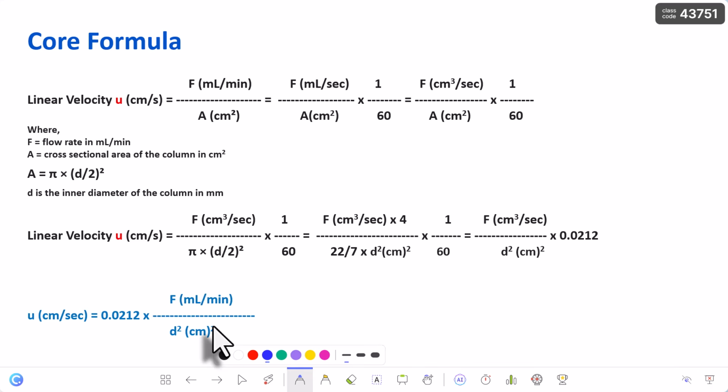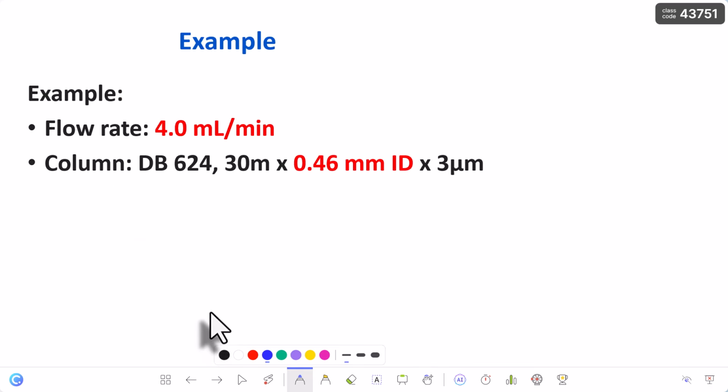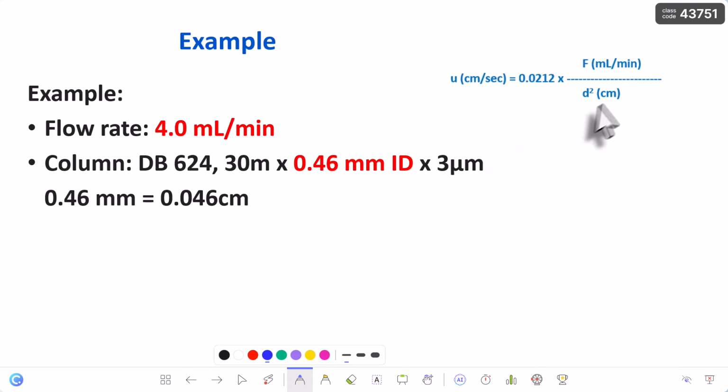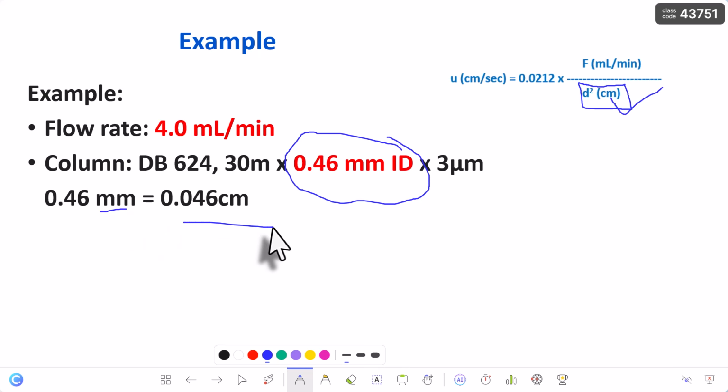So let us take one example to calculate the linear velocity. You have a flow rate of 4 ml per minute. The inner diameter of the column is 0.46 mm. Now we know the calculation formula. Once you substitute the values, but before that, the unit of diameter must be centimeter. So first and foremost, we will convert this inner diameter from millimeter to centimeter by dividing by 10. So we get 0.046 centimeter as the inner diameter.